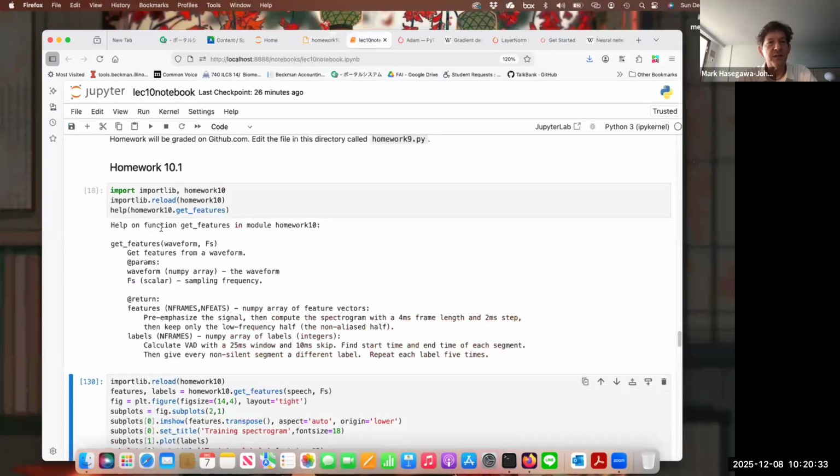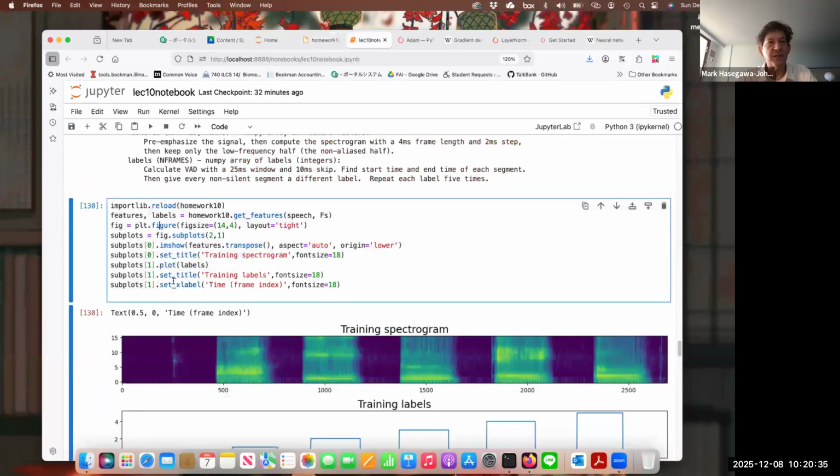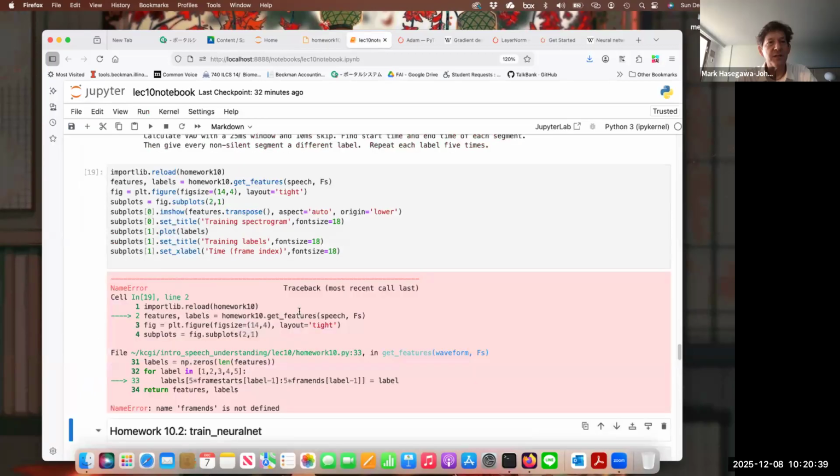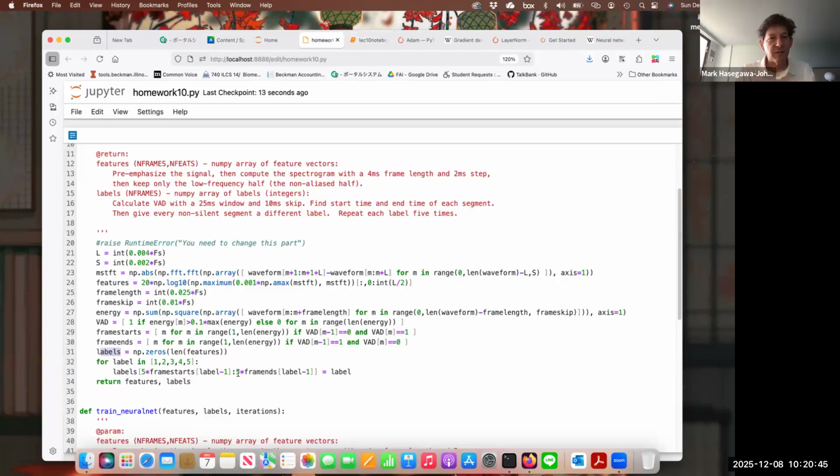We want to reload homework 10 and then show the spectrogram and the labels. And I've got a typo. I typed framens instead of frame ends, I guess. Frame ends. And here I have friends. Frame ends. Let's try it and see if that works now.